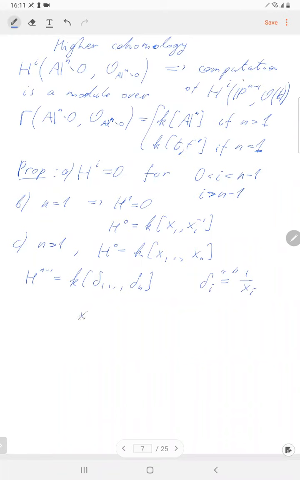So x_i acting on delta_1^(k_1) and so on delta_n^(k_n) is delta_1^(k_1) and so on, then delta_i^(k_i minus 1) and so on, delta_n^(k_n). And if k_i was 0, then x_i times this polynomial is just 0. Okay, so all the generators x_i act nilpotently. They decrease in delta, and then eventually kill your monomials in delta.